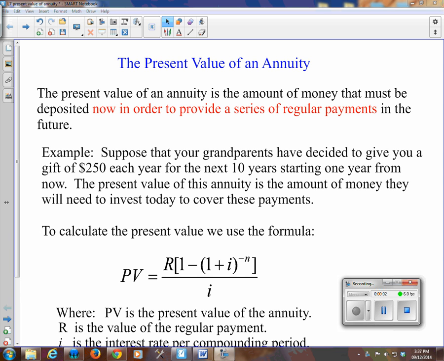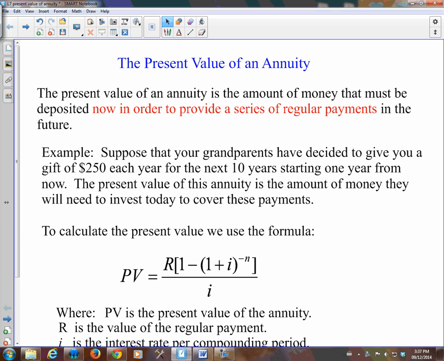Unit 5, Lesson 7, the present value of an annuity. So we did present value of compound interest, which meant we found out how much money we needed now to get a certain amount in the future. Present value of an annuity is similar. It's the amount of money that must be deposited now to provide a series of payments in the future.